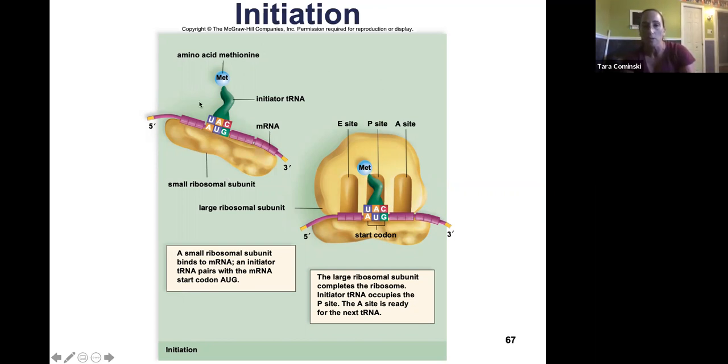Sorry, I kind of went backwards. Initiation, remember, starts with the small ribosomal subunit binding the mRNA. Then the large subunit comes in and everything assembles together. Once this start tRNA, the initiator tRNA carrying methionine, is in the P site, then translation will start.